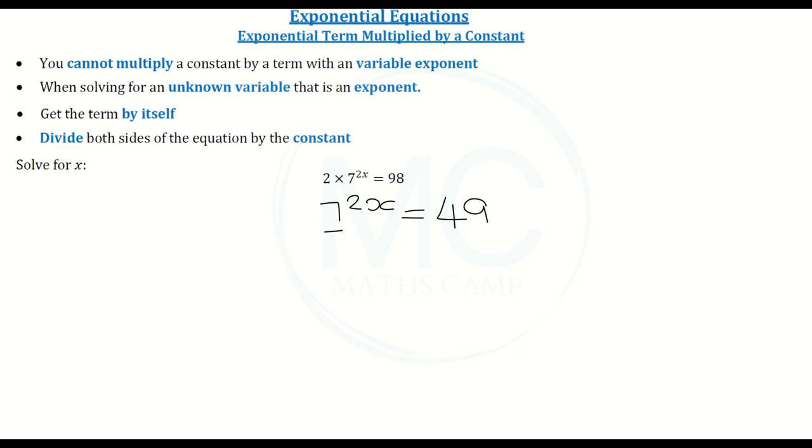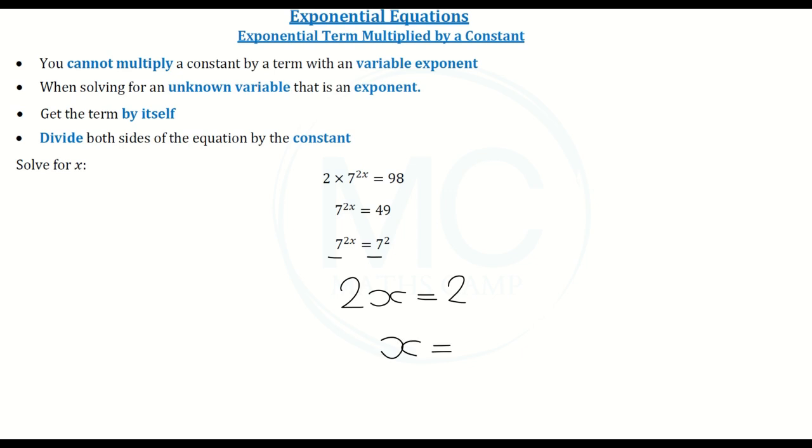Now we have a prime base of 7, so let's leave 7 to the power of 2x where it is. 49 also has a prime base of 7 and an exponent of 2. Now we have a base of 7 and a base of 7, which means our exponents are equal. So we can say 2x is equal to 2. To get x by itself, let's divide both sides by 2, and we see that x is equal to 1.